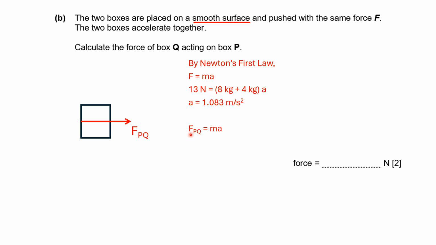Now we know that F_PQ is equal to the mass of box Q times the acceleration here, which gives us 4.33 newtons, once we round it off. And we know that box Q acting on box P, by Newton's third law, must be the same force, just opposite in direction. So therefore our answer is 4.33 newtons.